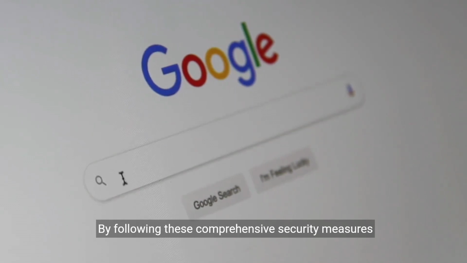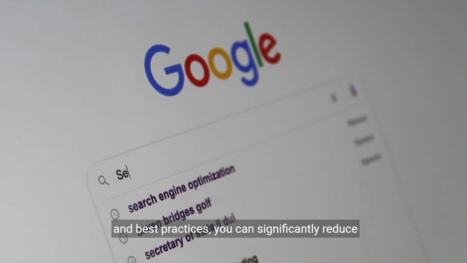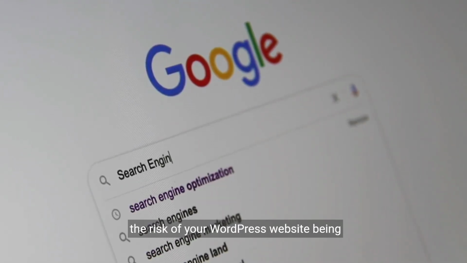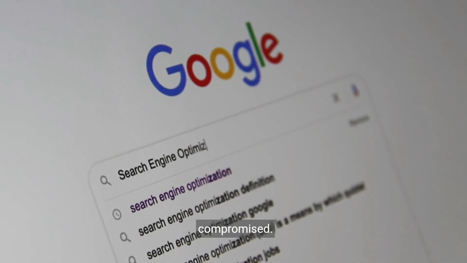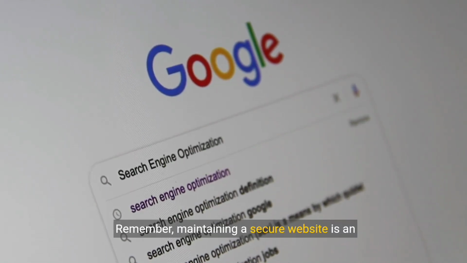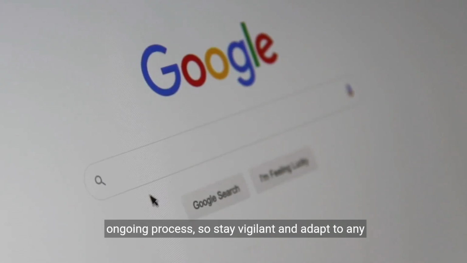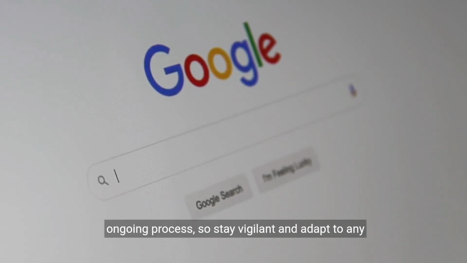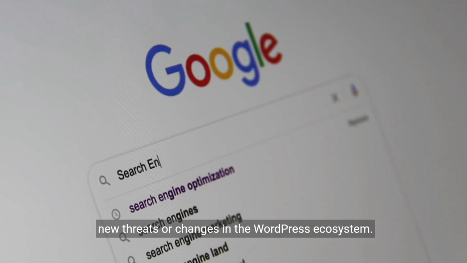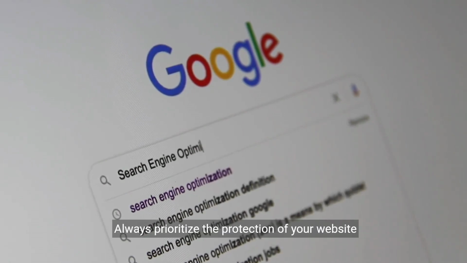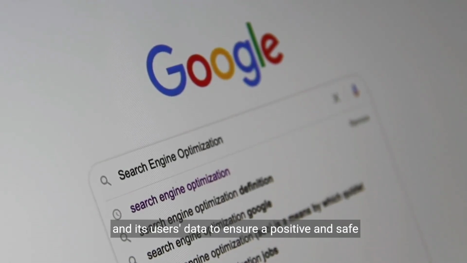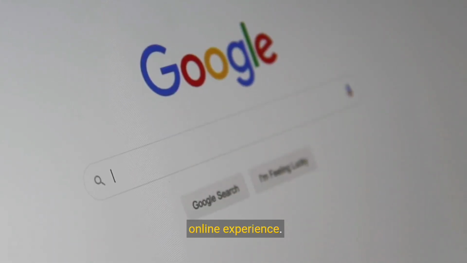By following these comprehensive security measures and best practices, you can significantly reduce the risk of your WordPress website being compromised. Remember, maintaining a secure website is an ongoing process, so stay vigilant and adapt to any new threats or changes in the WordPress ecosystem. Always prioritize the protection of your website and its users' data to ensure a positive and safe online experience.